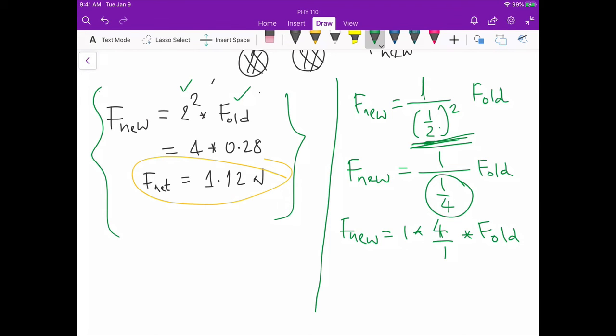Because that's the only way you simplify a fraction. When a fraction is divided by another fraction, the result is the same as multiplying the numerator by the inverse of the denominator. As a result, your new force is going to be 4 times the old force. And our old force is given as 0.28. So multiply 4 times 0.28, then the answer will be 1.12.